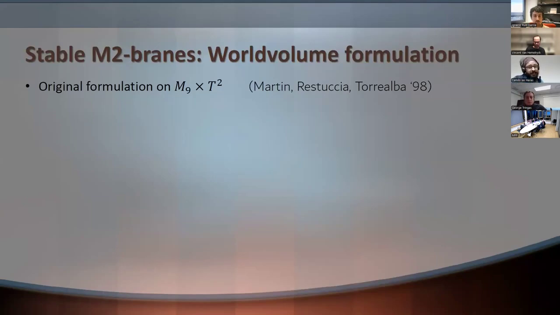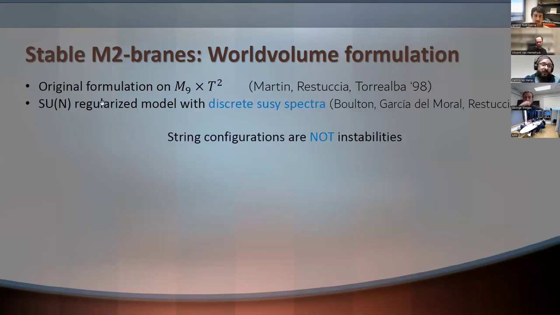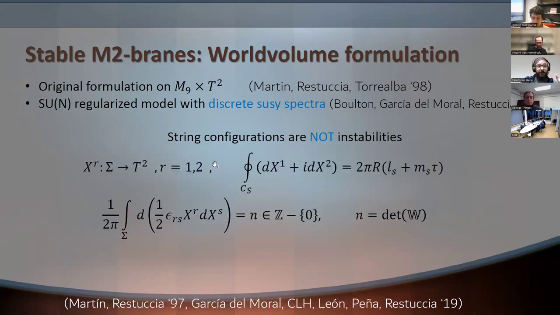Okay. Nevertheless, there are in the literature some M2 branes that have good quantum properties, such as the discreteness of the supersymmetric spectrum, okay? And this is what we call stable M2 branes. The original formulation was done in a target space which is toroidally compactified. And it was rigorously proved that the SU(N) regularized model has a discrete supersymmetric spectrum. There are string configurations, but they are not instabilities of the theory anymore, okay?